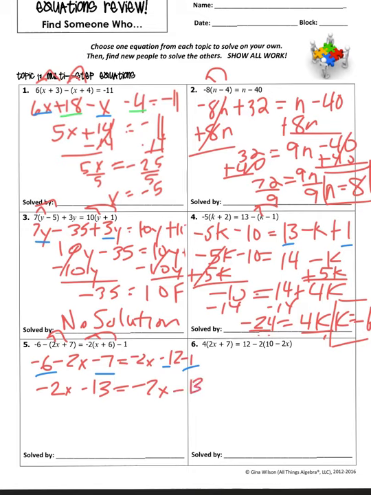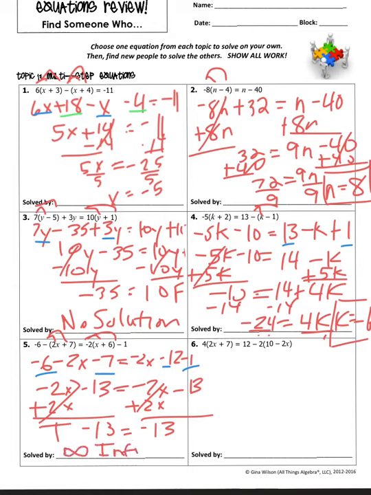negative 12 minus 1. And in this moment, you can see that we have the same thing on both sides. And I'm going to continue to move forward just so you can see what happens. We got to move the variable to one side. So we add 2x to both sides. And all my 2x's cancel out, and all I'm left with is a true statement. Negative 13 does equal negative 13. If this is the case, then you have infinite solutions. And it looks like a sideways 8.